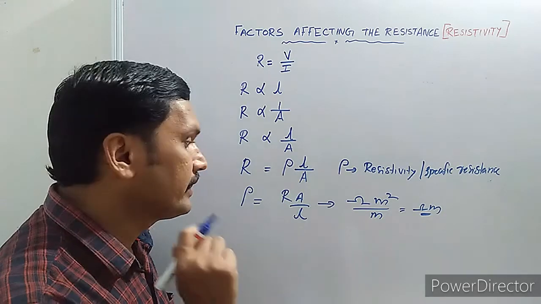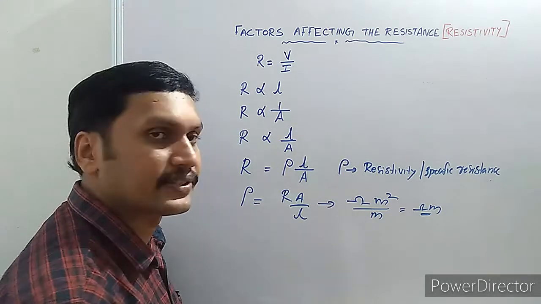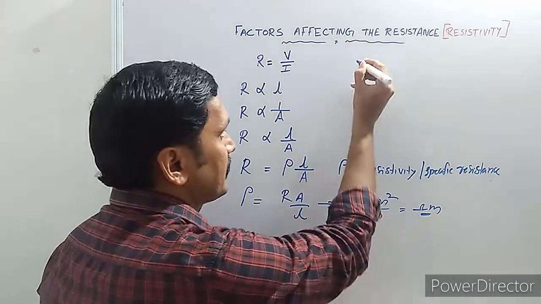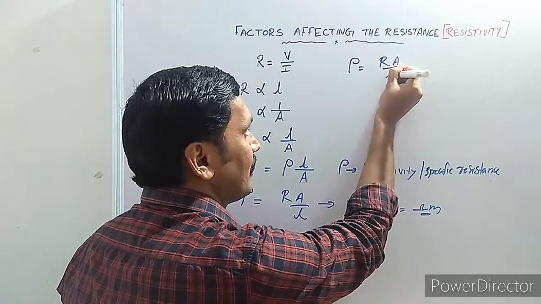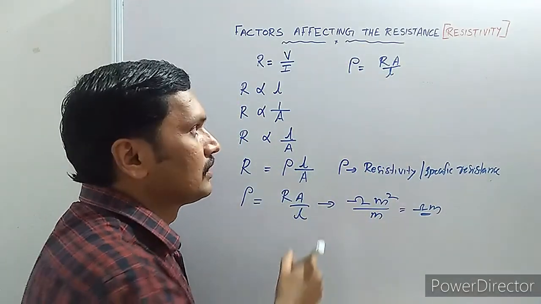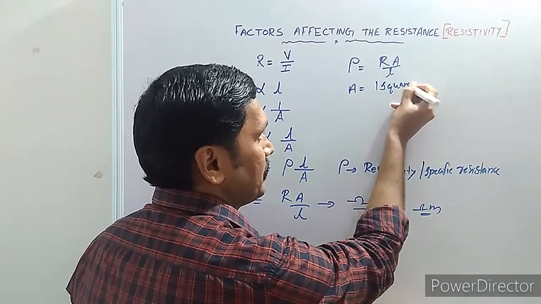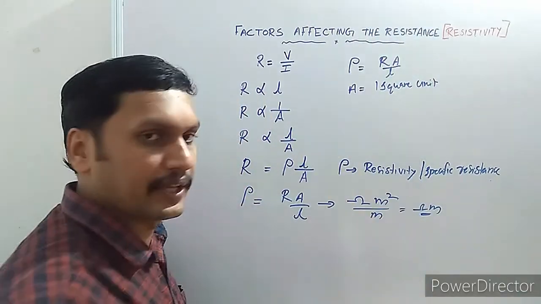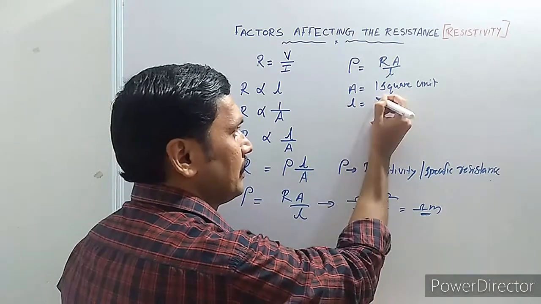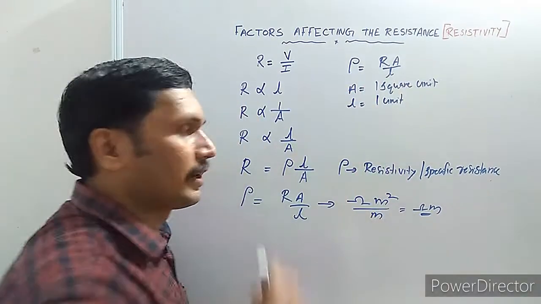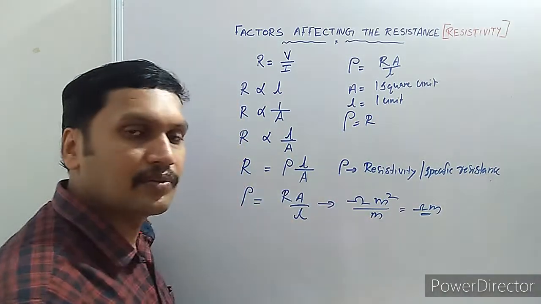Now let us see how we can define this resistivity. Again, from the equation rho is equal to R into A by L, if A is equal to 1 square unit, either meter square or centimeter square, and length is equal to 1 unit, then we get rho is equal to R.